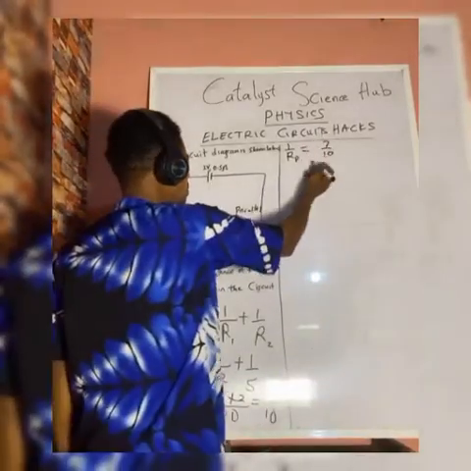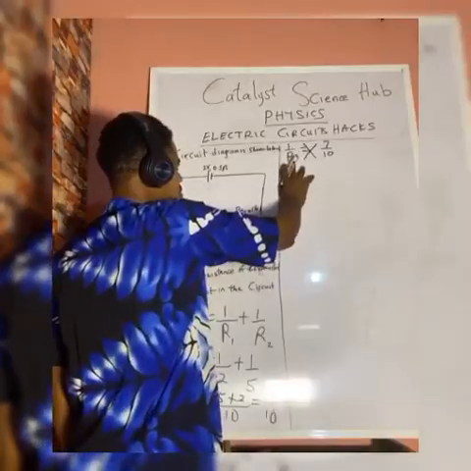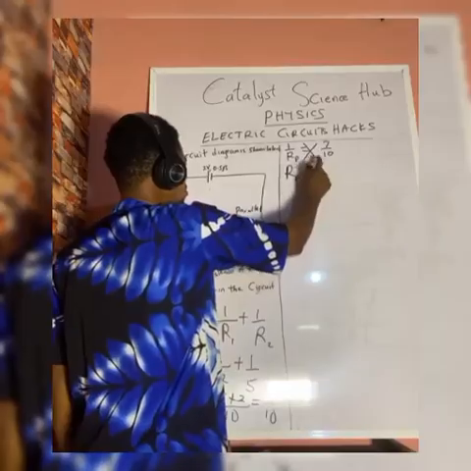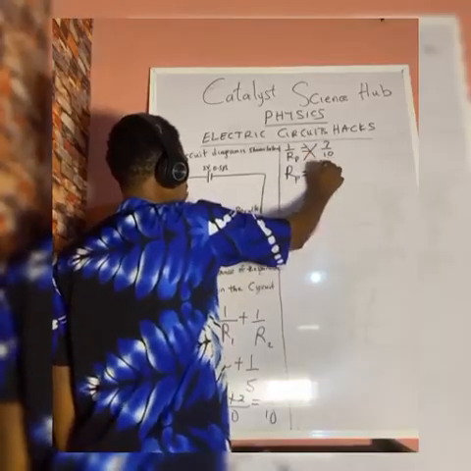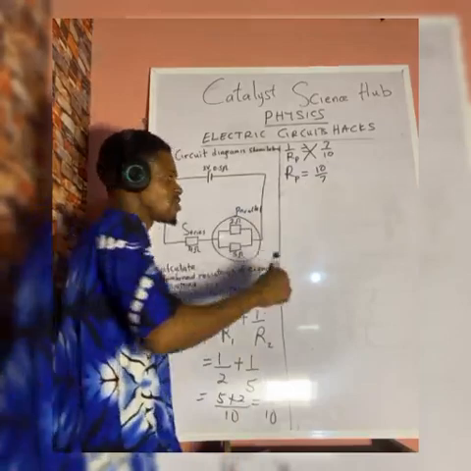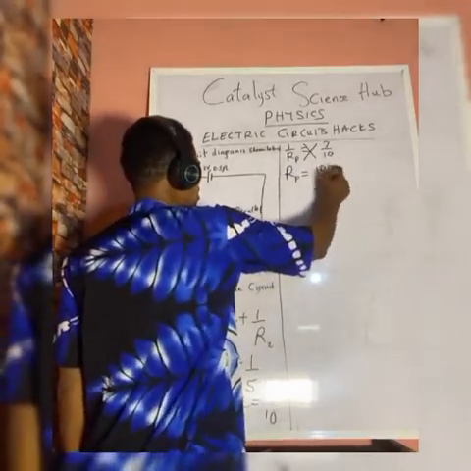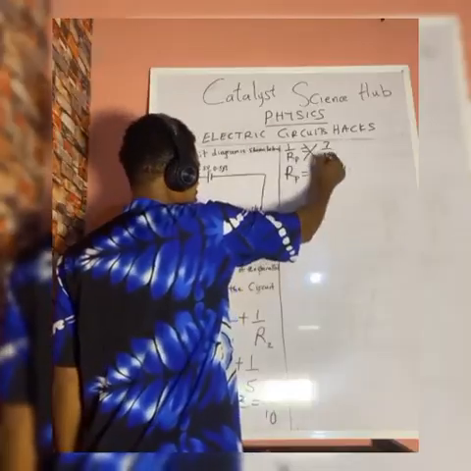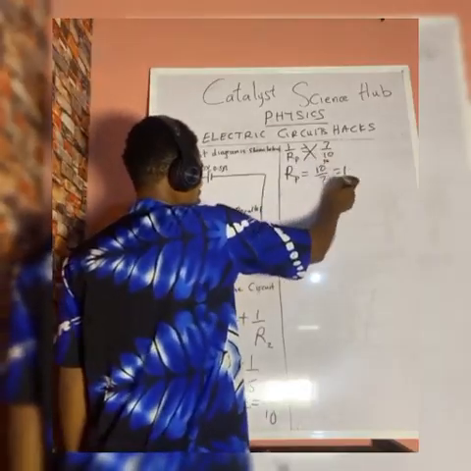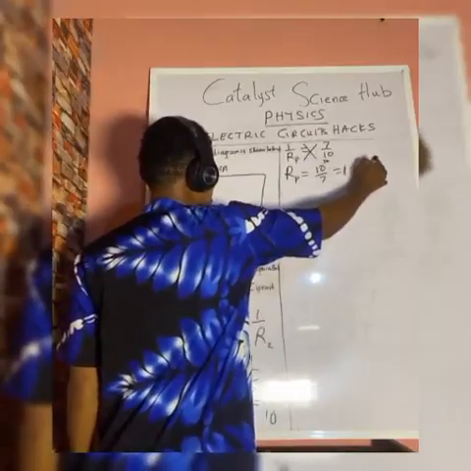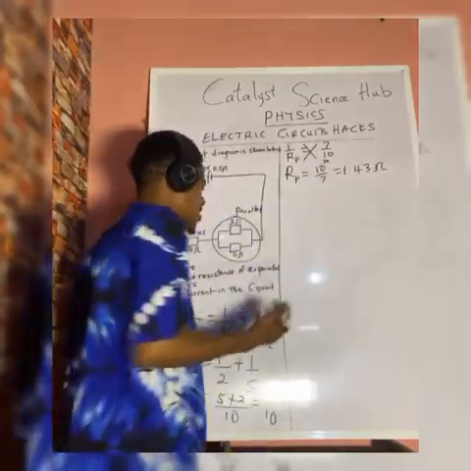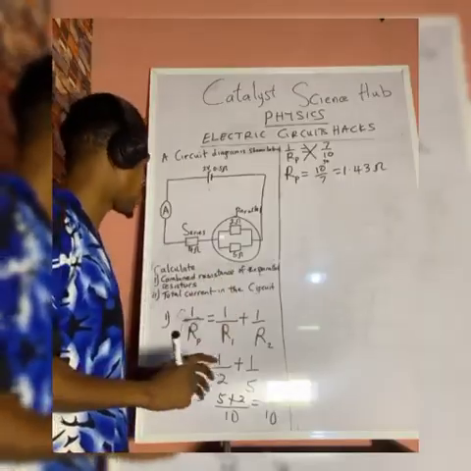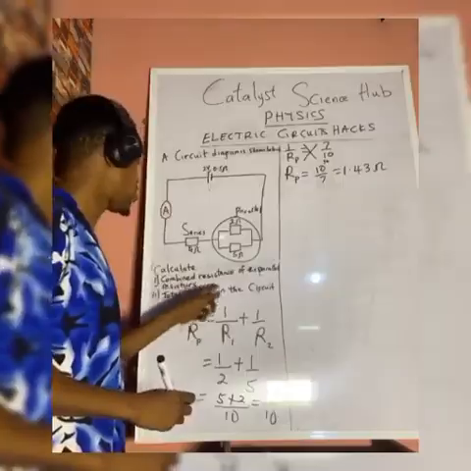How do we do it? You have to make the parallel resistance the subject of the formula. You take the inverse, so you have 10 over 7. 10 divided by 7 gives about 1.43 ohms. That is the combined parallel resistance. Then I say total current.